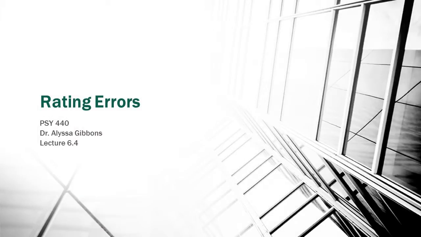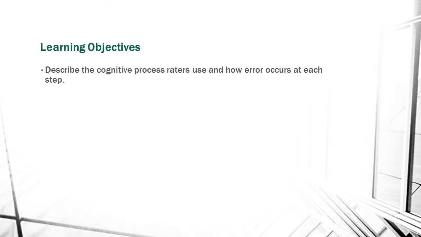This is lecture 6.4 for Psych 440, rating errors. In this lecture, we're going to focus on the cognitive process that we believe raters use to take all of the information they have about performance, put it together, and turn that into a performance rating. And the problem with that is it's a complicated process involving lots of steps. It's possible for error to creep in at each step in that process.